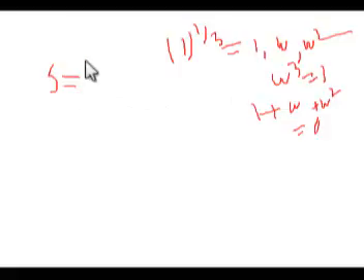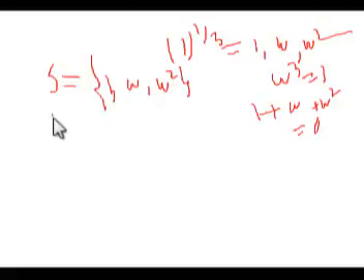So we will take the three elements in the set S: 1, omega and omega square. Here we will take a different binary operation. The binary operation will be multiplication. We will take multiplication as the binary operation. So how can we prove that it forms a group or that it does not form a group?